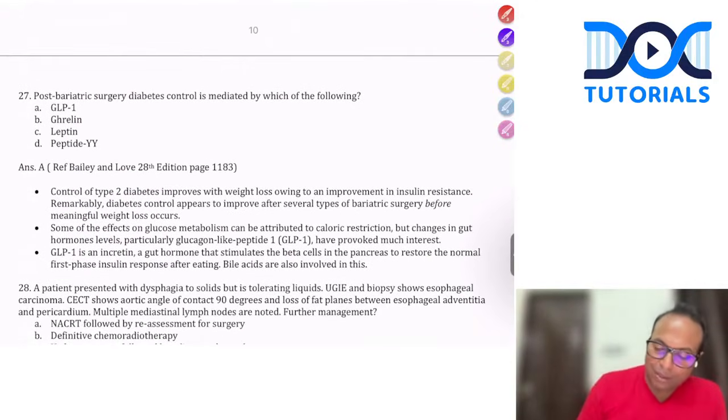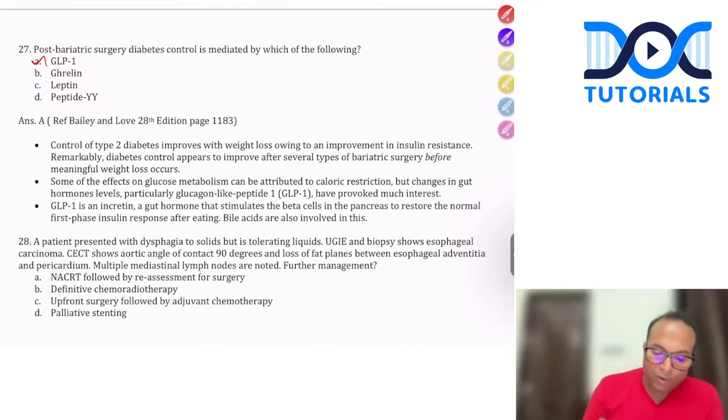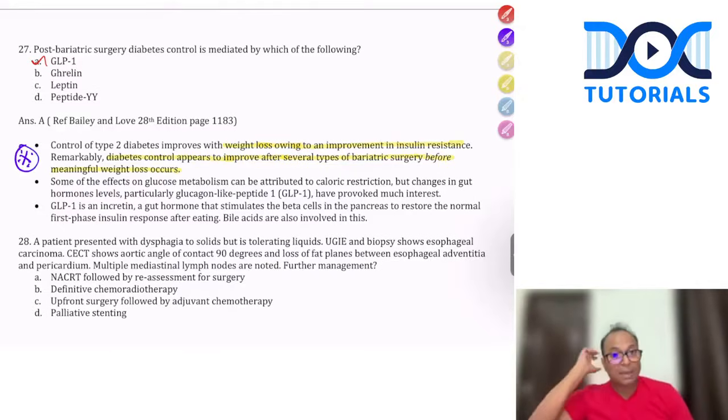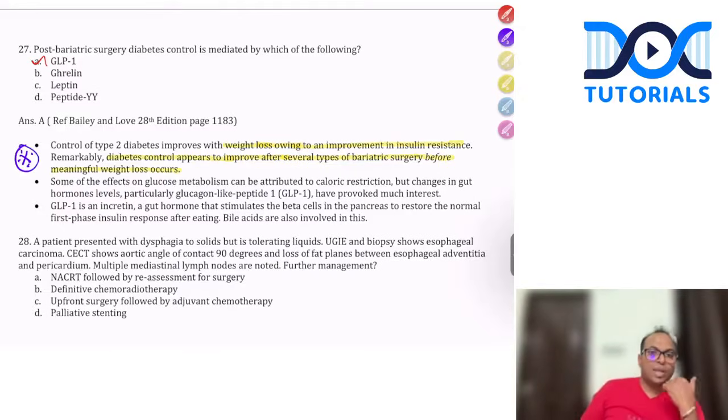Post-bariatric surgery, diabetes control is mediated by which of the following? So glucagon-like peptide 1, GLP-1. GLP-1 is the one which controls type 2 diabetes and improves weight loss owing to improvement in insulin resistance. Remarkably, diabetes control appears to improve after several types of bariatric surgery, even before meaningful weight loss occurs. This is a very important line. Even before the weight loss happens, diabetic control starts first.